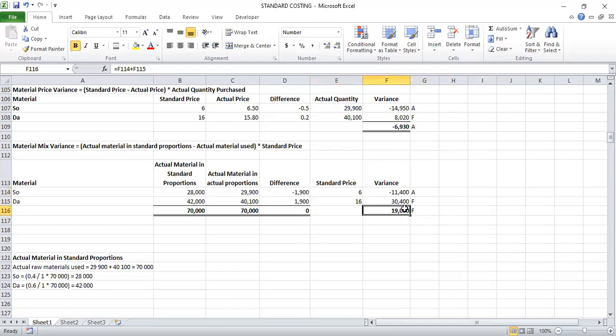But it's not always good to have a favorable material mix variance. Because as long as there's a material mix variance, that means you didn't follow the proportions that we expect. So that might compromise the product quality. In terms of amount, it will be good, we would spend less, but that might also reduce the quality of our product. Let's say, for example, DA is the one that strengthens the product. Now, if you put less of DA, your product will not be as strong as the original. So that's why a favorable material mix variance should not always be taken in good light. We have to find out what is behind it.